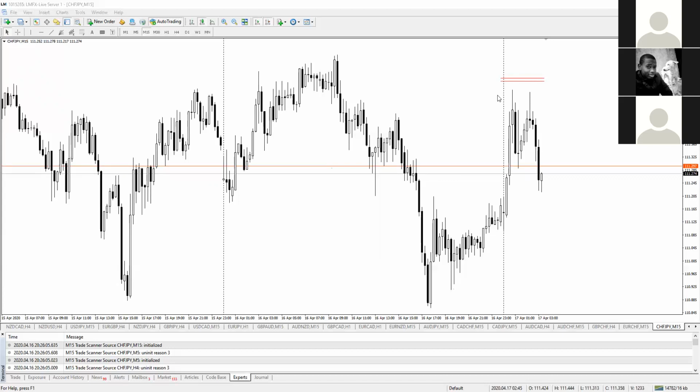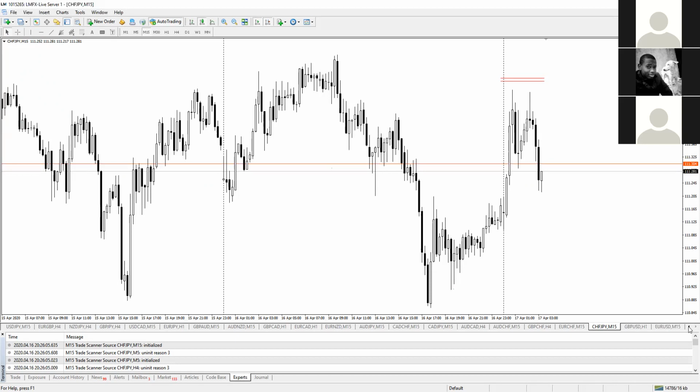This could have been a decent sell, but it didn't particularly touch the line itself, so I'm not sure if I would have taken it.